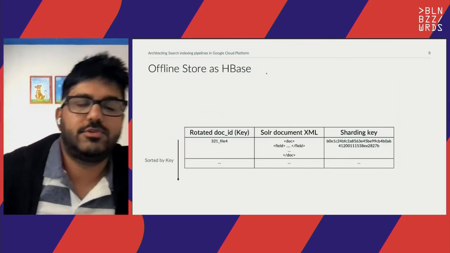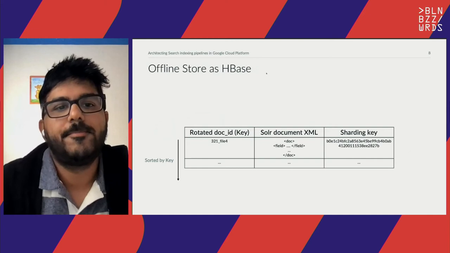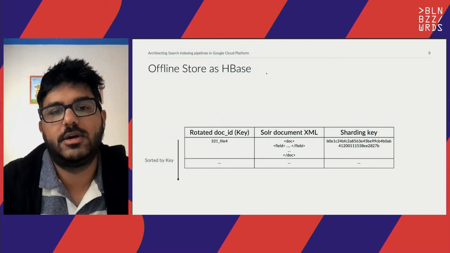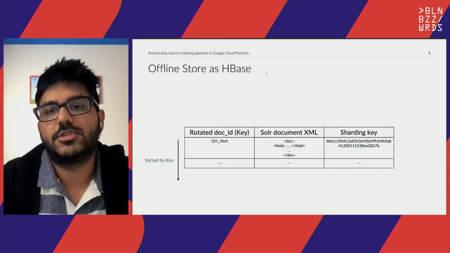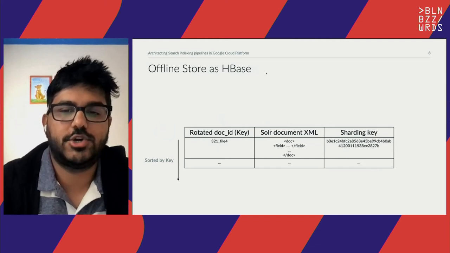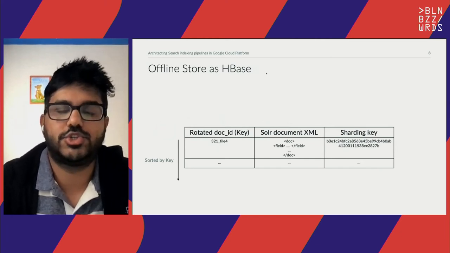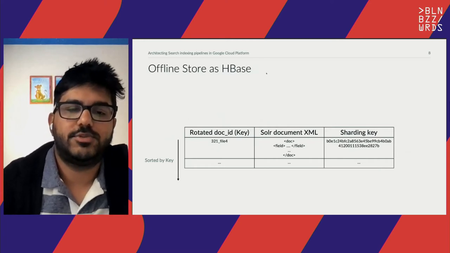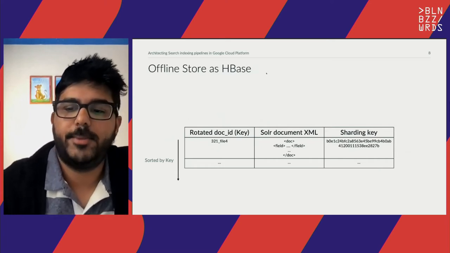The existing infrastructure uses HBase as the offline store, where it stores the document keyed by the rotated document ID. The key is rotated to avoid hotspotting of monotonically increasing keys. It stores the Solr document XML and other information about the document, such as the sharding key, which tells us which shard to index the document to in Solr. This data is stored in HBase in a sorted row key format.